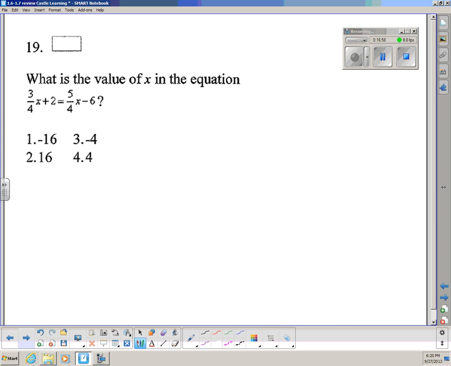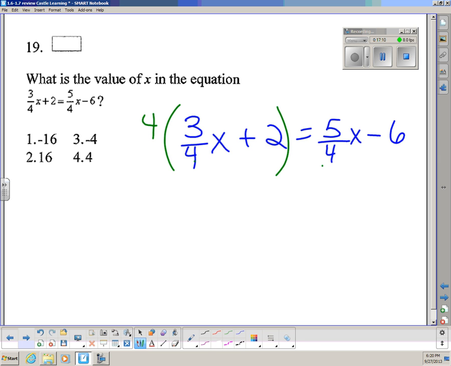Choice 4. 19, it says, what is the value of x in this equation? 3 over 4x plus 2 equals 5 over 4x minus 6. Again, I want to get rid of these 4s. We can multiply through by 4.